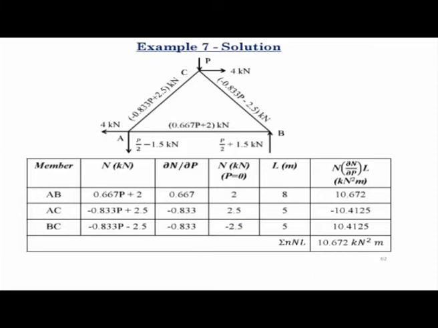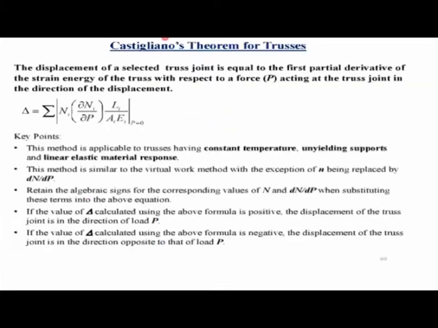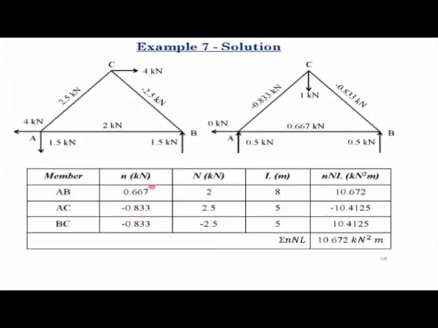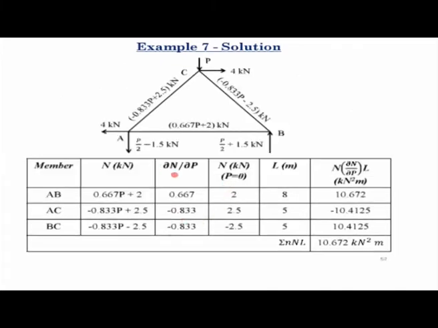Now if you go back to the solution of this problem using the virtual work method, you see these two columns are identical. So N was 2, 2.5 and minus 2.5. And here the small n was 0.667, minus 0.833, minus 0.833. So here also those two columns are identical, the only difference is you are having a different heading here. And here we are applying the load P and the external loads simultaneously on the truss.